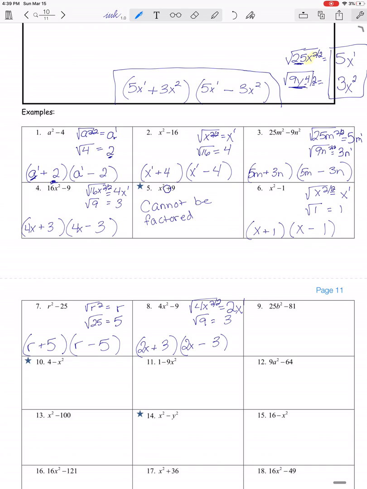And last but not least, we do number 9. We double bubble. So I have plus, minus, the square root of 25b to the second, and the square root of 81. So the square root of 25 is just going to give me 5. And remember, we just divide this exponent by 2, which gives me b to the first power. The square root of 81 is just going to be 9. So I end up with 5b plus 9, 5b minus 9.